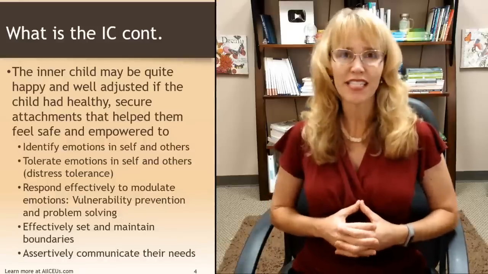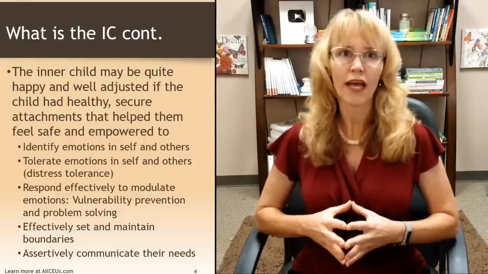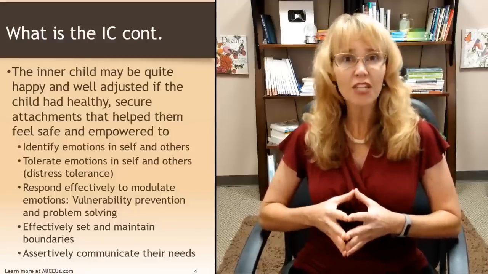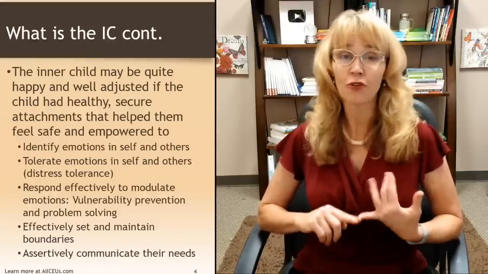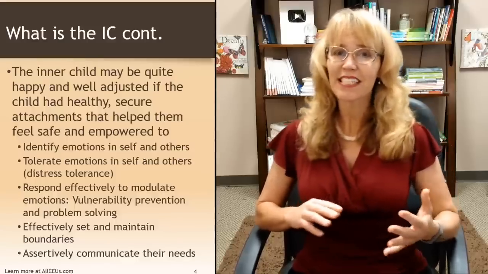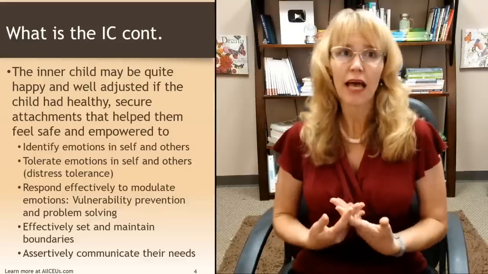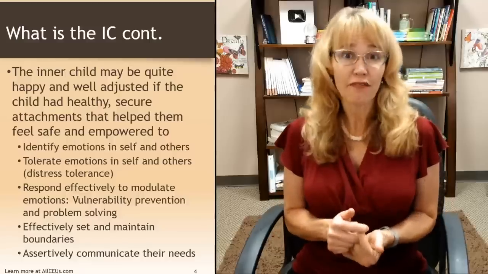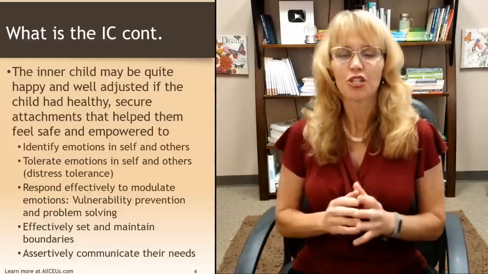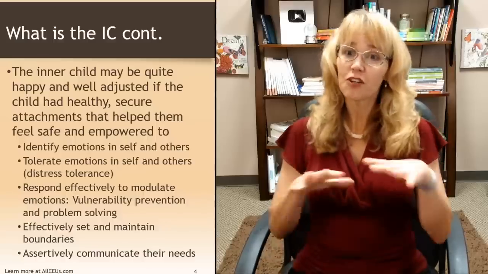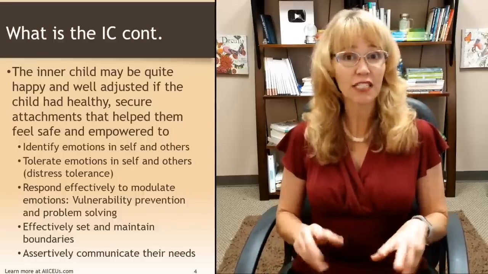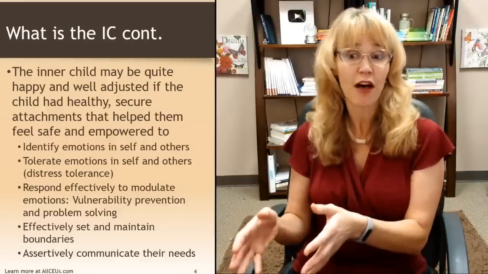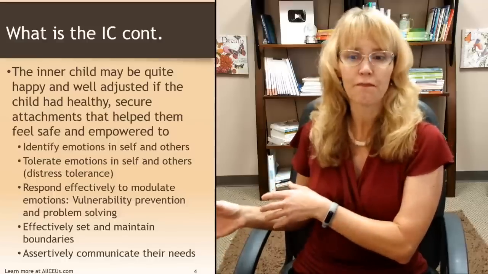And tolerate emotions in others, so they're not afraid when another person is angry or anxious. They can respond effectively to modulate their emotions, and this can include vulnerability prevention, doing things that help them be happier and prevent them from being vulnerable to being triggered, and problem solving. Because sometimes crap happens. So responding effectively means first sitting with the emotion, tolerating the distress until they can get into their wise mind, and then moving over to problem solving. How can I improve the next moment?